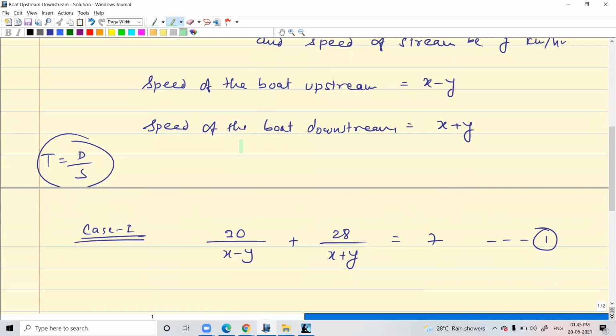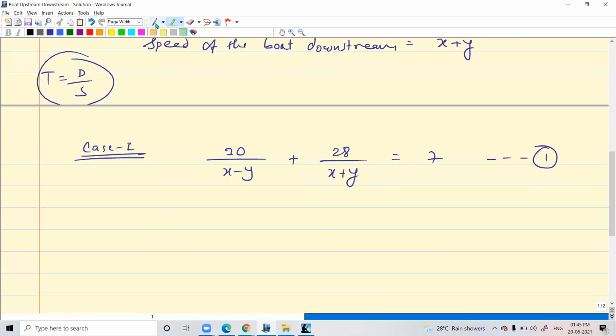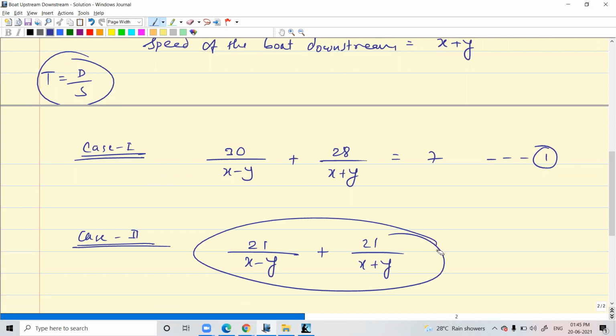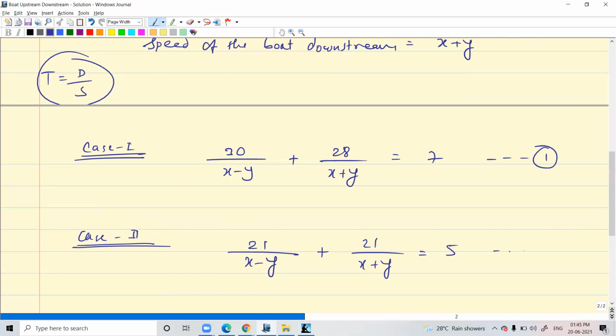So let's do the 21 kilometers upstream, where the speed would have been x minus y, and the same 21 kilometers returning down with the speed of x plus y. So this is the total time to go 21 kilometers up and 21 kilometers down, and it has taken 5 hours to complete this.